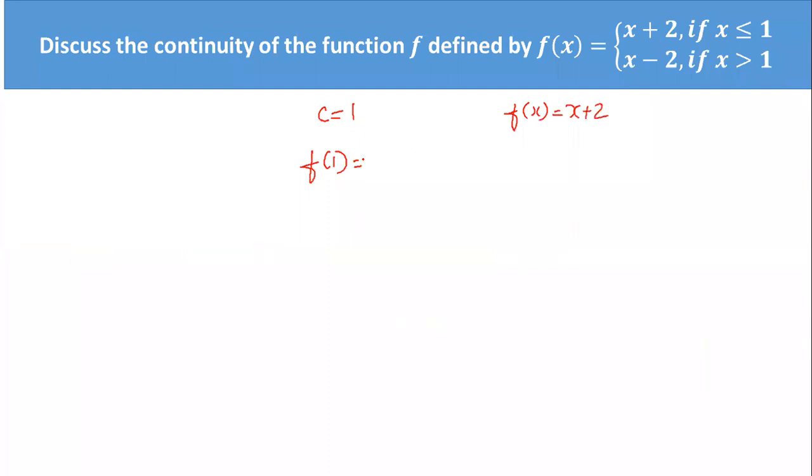So what is f of 1, students? It is 3. Good. So it is 1 plus 2. So it is 3. So f of 1 is 3. Clearly 3 is a finite number. So f of 1 exists.